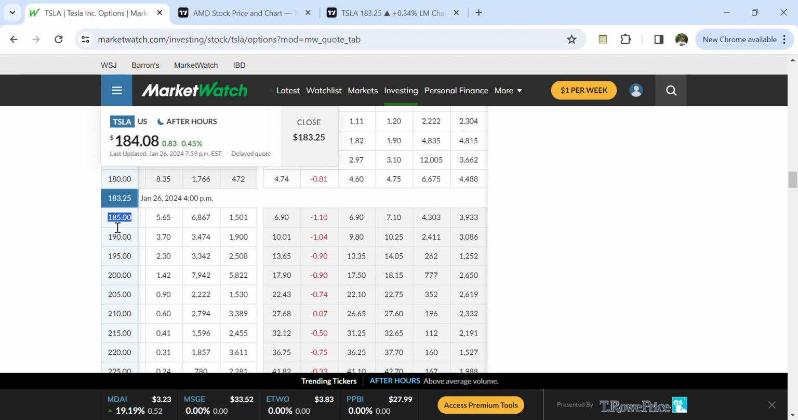Okay, so if you understand one side, say suppose if you understand things on the call side, you can reverse it and you can understand it on the put side as well.